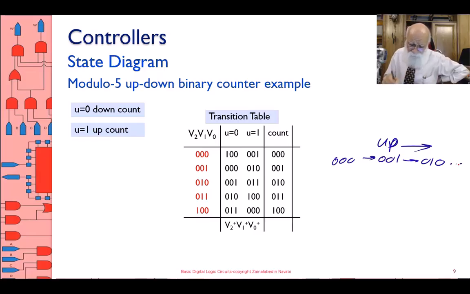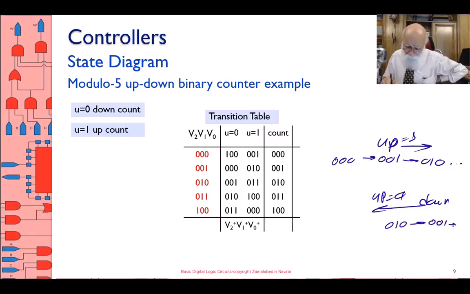And but then if up is 0, this is up. If up is 0, it's counting in the down direction. And in that case, if my count is 010, it becomes 001. That means 2 becomes 1, 1 becomes 0, and then it rotates back. Okay?